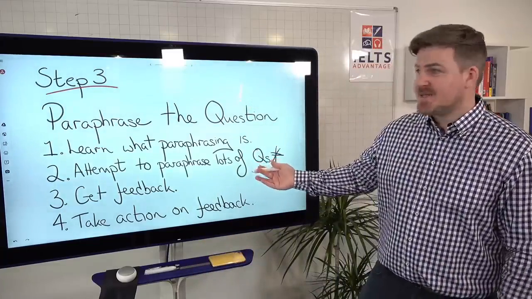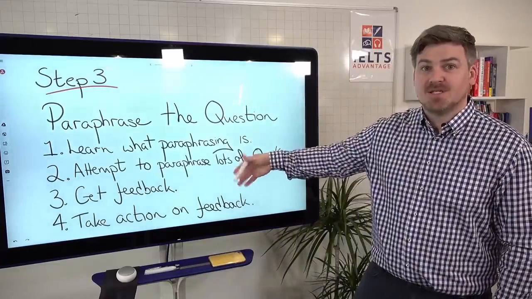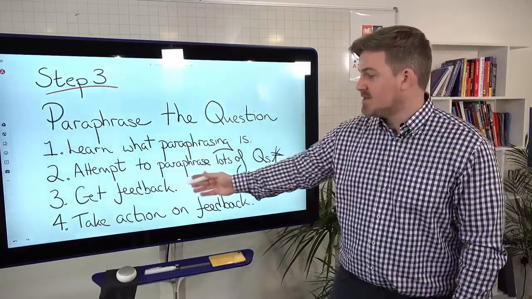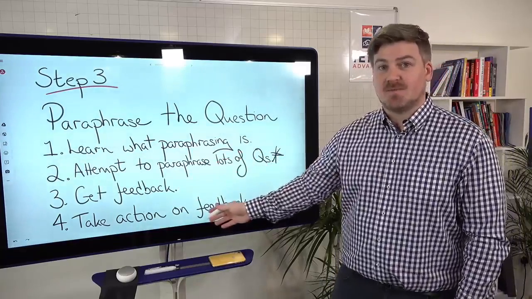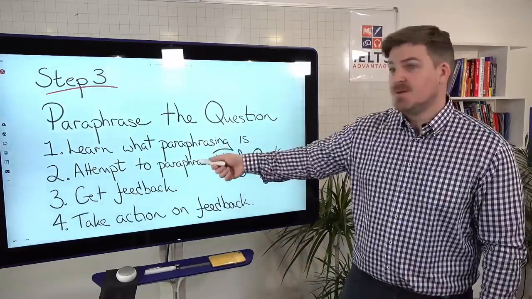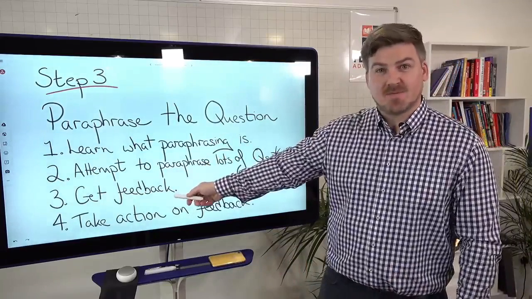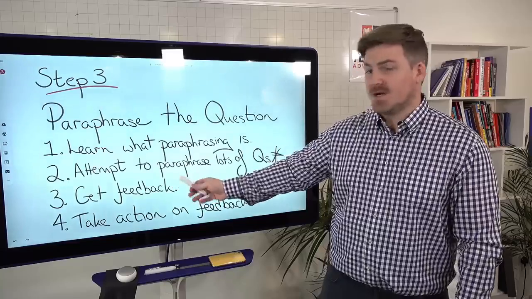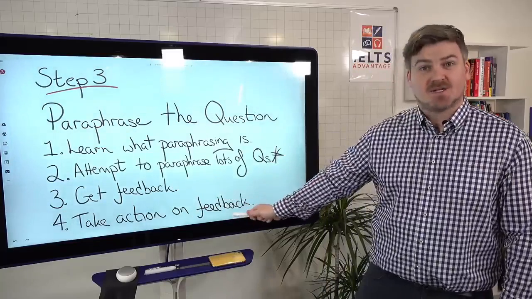Just like anything else in life, in order to get better at something, you need to do it and you need to get feedback on it. And then you need to take action on that feedback. So if you want to improve your paraphrasing, learn how to paraphrase, get feedback from somebody who knows what they're doing, a good teacher, and then take action on that feedback.